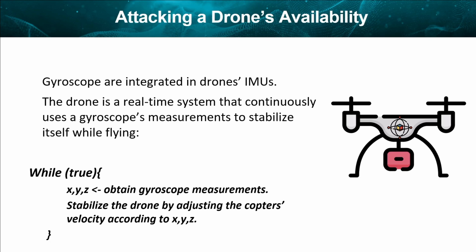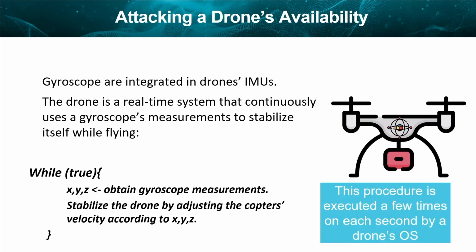Now, as I mentioned before, gyroscopes are integrated in probably most of the drones nowadays. And the drone is a real-time system that continuously uses the data obtained from the gyroscope to stabilize itself while flying. Basically, the following operation is executed several times a second. Measurements from the gyroscope are obtained for each axis, and the drone stabilizes itself by adjusting the copter's velocity according to these measurements. This procedure is executed a few times each second by the drone's operating system.